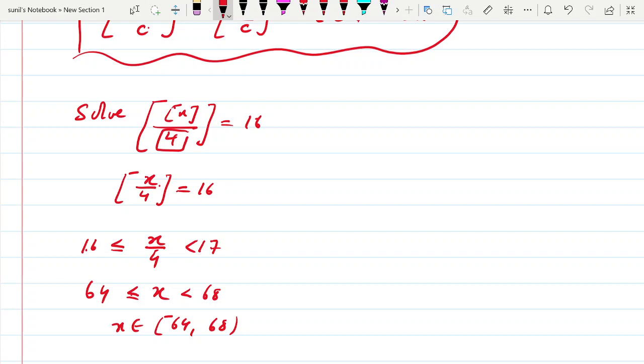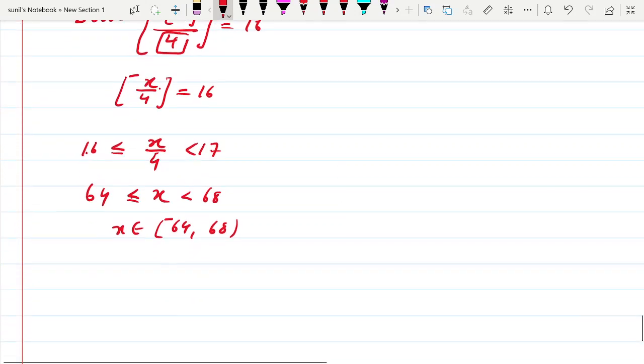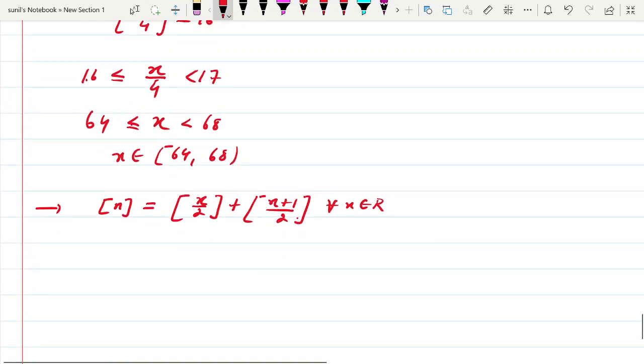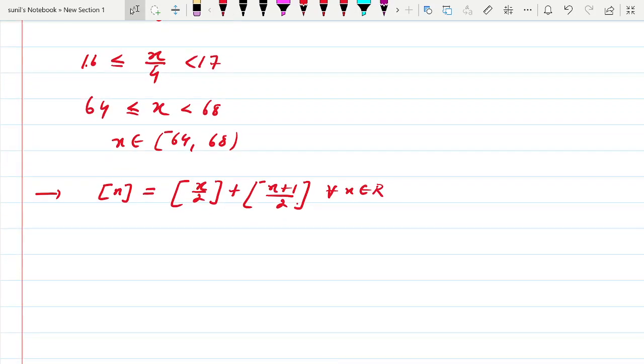Now guys, I'm solving a very important property, and it is the most important property. Bracket x is always equal to bracket x by 2 plus bracket x plus 1 upon 2, for every x belonging to the real numbers. I'm giving you the proof of this property. Let x be any real number.